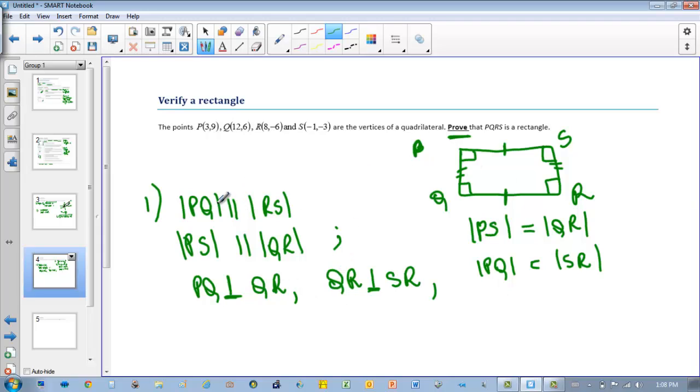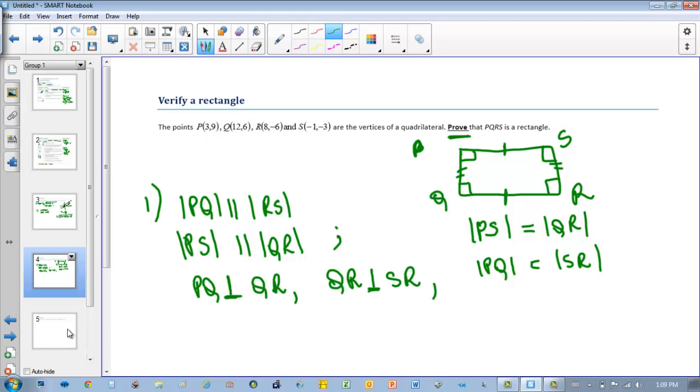Now, what does it mean for sides to be parallel? We know slopes must be the same. What does it mean for sides to be perpendicular? Well, slopes must be negative reciprocals. Again, quite a bit of work to do. Good luck, and I can't wait for you to tell me in class if you've discovered if this is a rectangle or not.